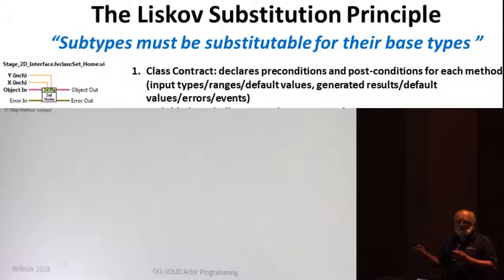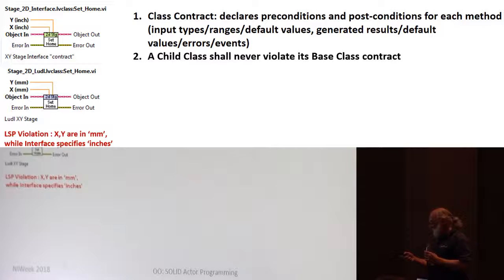Otherwise, the scanner would not be able to properly behave. In this case, you have an interface method set home, which takes x and y in inches. This is why your scanner uses the inches to call them, or your sample subsystem. Now your system guys bought a German-made stage, which takes input in millimeters.